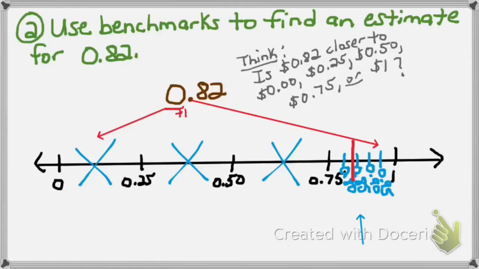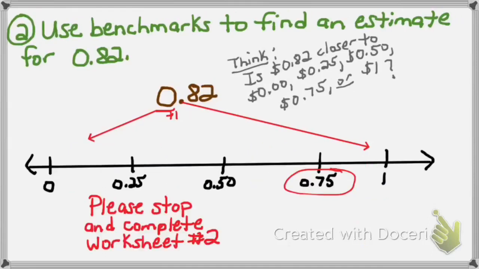Is it closer to 75 cents or $1? That's correct, it's closer to 75 cents. So again, you're testing yourself each time to see whether you should use these 5-cent increments. Again, it's easy enough, and it really does make it very simple and works every time. Please stop the video and complete worksheet number 2 right now.